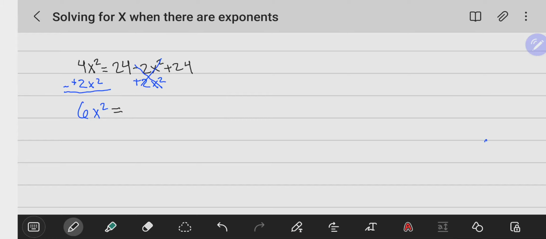So now that we have our x's all on this side right here, now it's time for us to combine the like terms with 24 and 24. Now, since these are both positive, we can tell this one's positive because it has no sign right here. So since they're both positive, we're going to add 24 and 24. So 24 plus 24 is going to be 48. So let's go ahead and write that down right here.